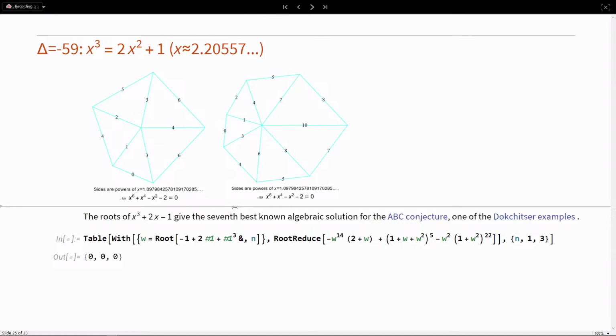For the next discriminant, as far as cubics are concerned, I wasn't able to find all that much. I found these 2 similar triangle solutions, but I don't have anything else for it. However, it is a nice solution in the ABC conjecture, this particular root is used for this particular solution.